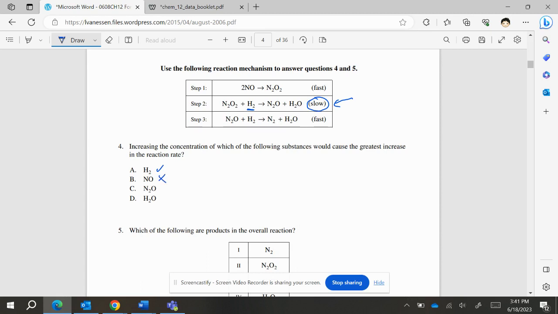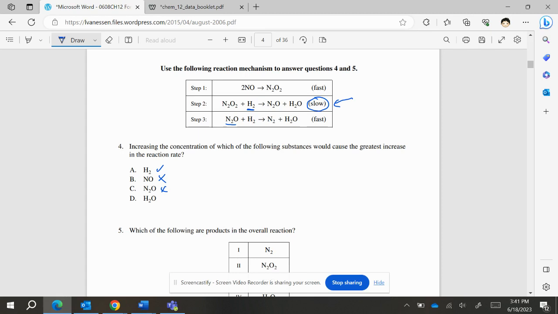What about N2O? N2O is right here. It is for step 3, and that won't help. And also, it's an intermediate. So what that means is that step 3 is almost fueled by the production of the products from step 2. What about H2O?